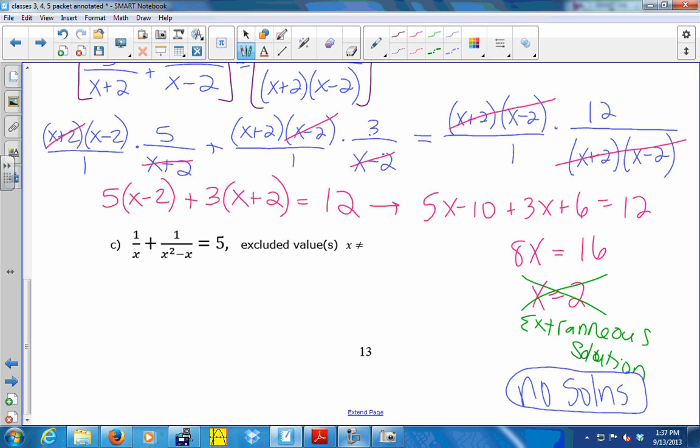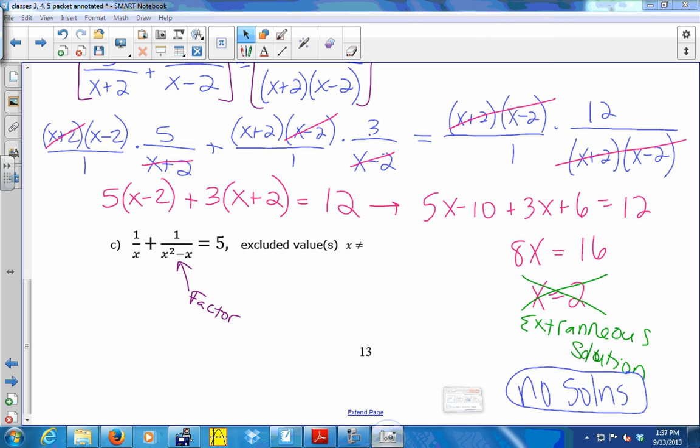Okay, so I'm going to let you try the next one, but I'm going to give you a big hint. Before you do anything, factor that denominator. I'll come around and help if you need it.